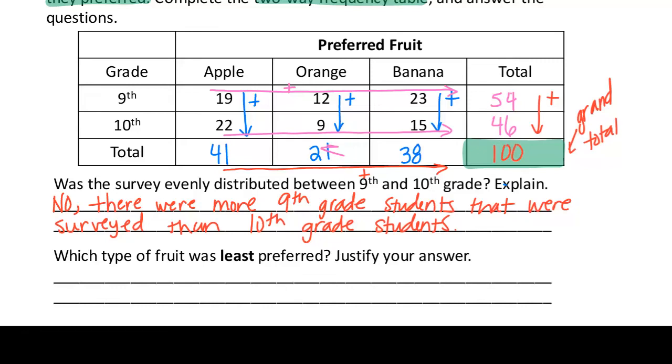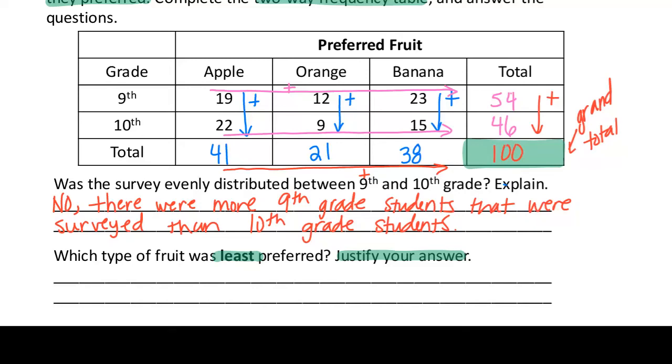Okay, and then the last question says, which type of fruit was least preferred? And we're supposed to justify your answer. So if we look at the fruit totals, they are now 41, 21, and 38. So which of these is the least preferred? Oranges. Only 21 students preferred orange, 41 for apple, and 38 for banana.